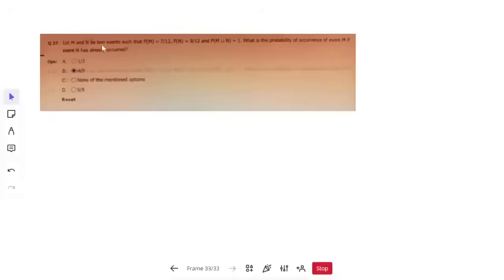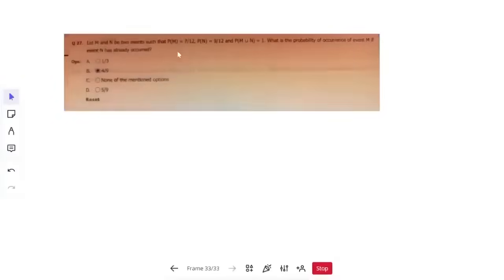Let's look at this question that we have. Let m and n be two events such that the probability of m is equal to 7 by 12, the probability of n is equal to 9 by 12, and the probability of m and n is equal to 1. What is the probability of occurrence of event m if event n has already occurred? Let's see how we will solve this question.